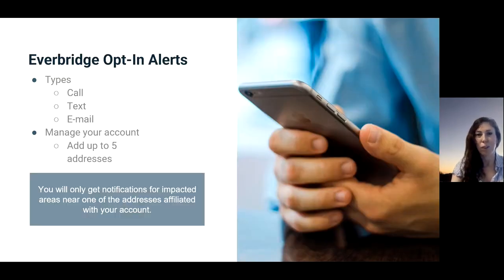So our first type of alert that we're going to talk about is our Everbridge opt-in alerts. And so this is a system that can go to your phone. You can get a call.